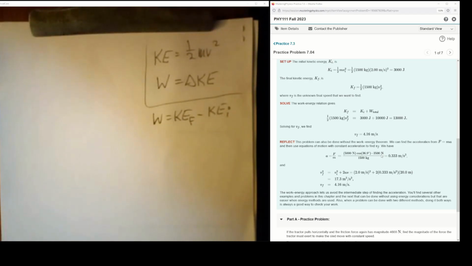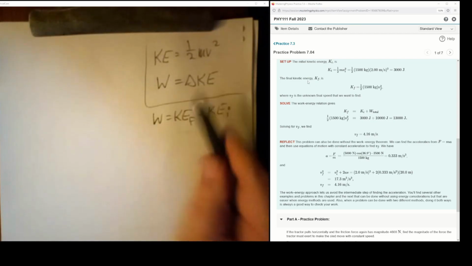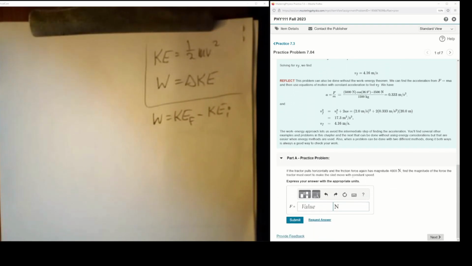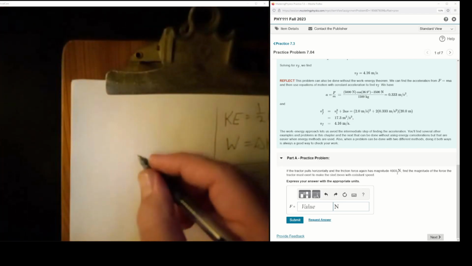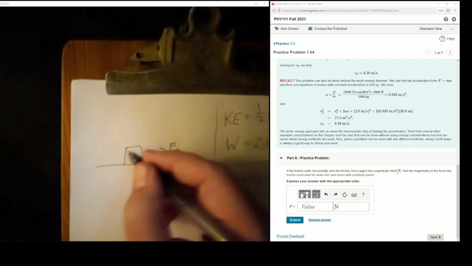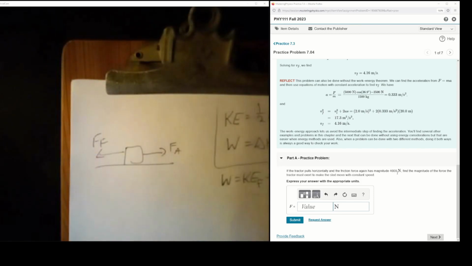So having said that, this first problem with the tractor, all this stuff in blue is using the work kinetic energy theorem. And that's why I chose this problem. Like, oh, that's good. They're using the work energy theorem. But now that I actually look at the problem, they just want the force here. So that's a little bit unfortunate. And it says if the tractor pulls horizontally and there's a force of friction, so we got our tractor again pulling this sled horizontally, some force applied, and then there's a force of friction holding it back.